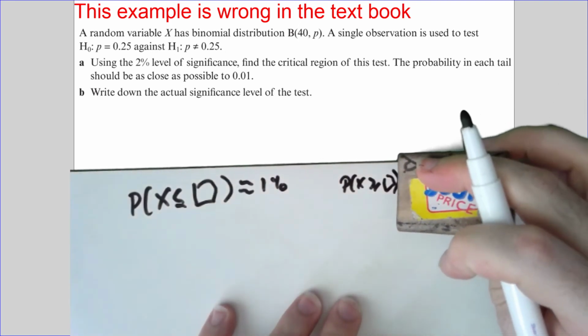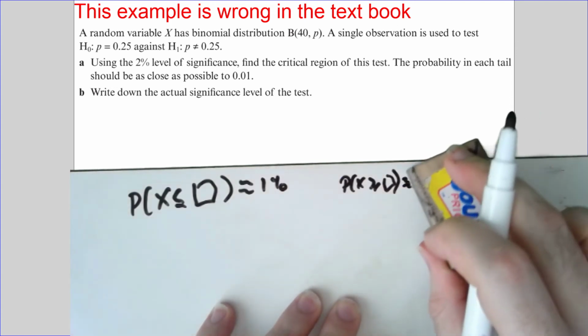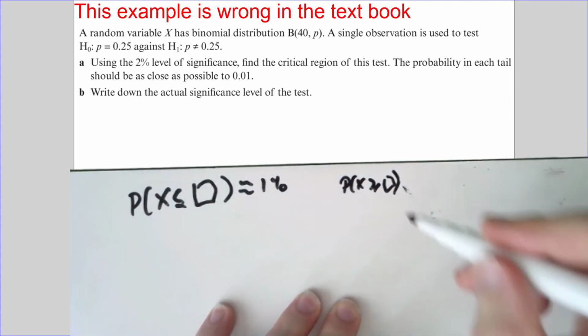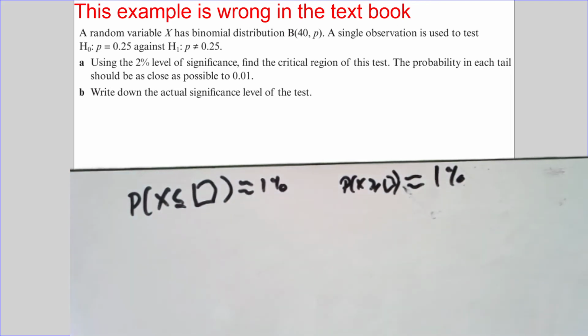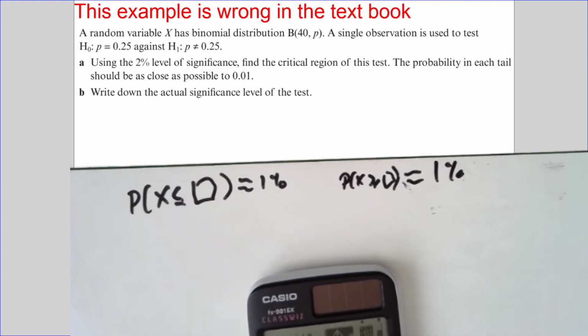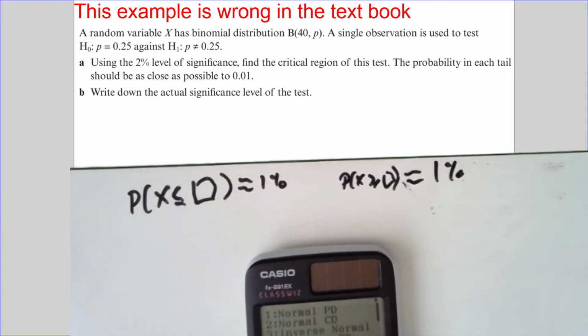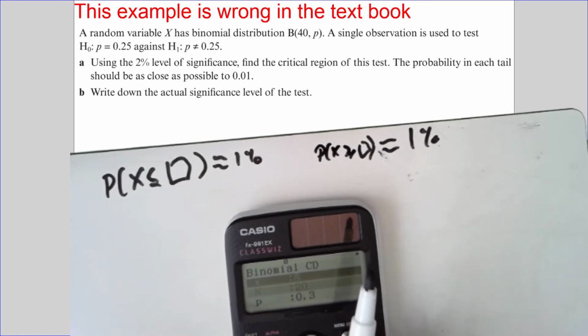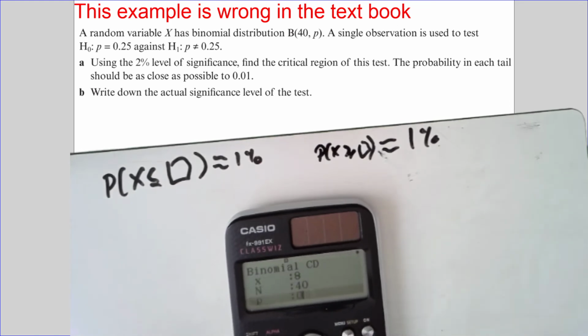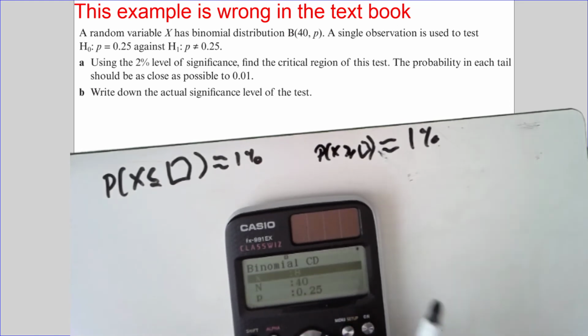Let me get rid of this because we're going to need a lot of space for this diagram. Is approximately 1%. So we've got two tails here, and we want these two tails to be around 1%. So let's start off. Lower tails are always easier to do. So let's grab our calculator and have a go at some calculations. So we've got 40 and 0.25. So we're going to go on binomial CD, variable. I'm going to key in my 40 and my 0.25. And we're going to try some things.